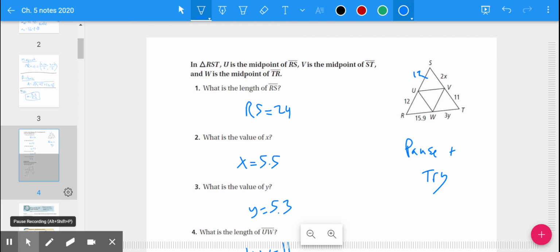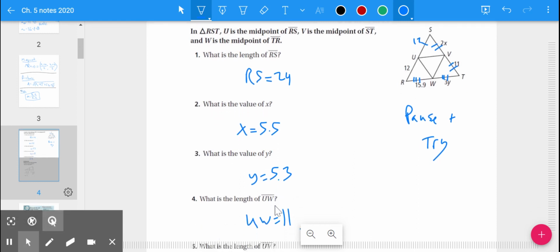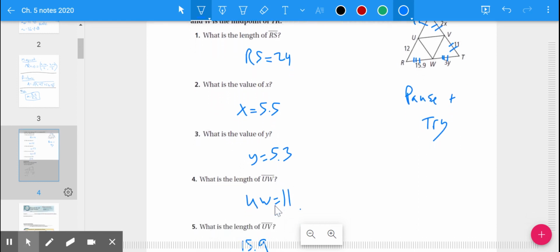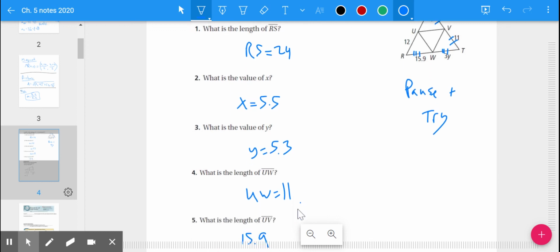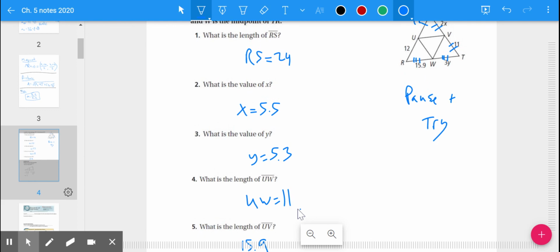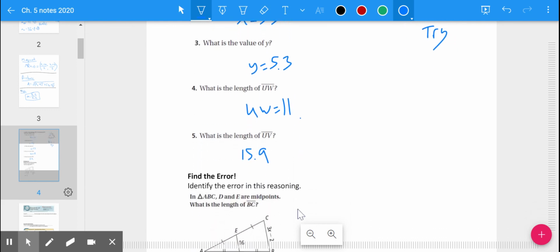Number 2, what is the value of x? We know that 2x and 11 need to be equal to each other, so you set them equal to each other and divide by 2 to solve it, and you get 5.5. Similar for number 3, to find the value of y, we know that 15.9 is equal to 3y, so you divide both sides by 3 and you get 5.3. Number 4, what is the length of UW? That would be the midsegment here, so it's got to be half of ST. Half of ST is 11. And similar thing for UV, it's half of RT, which is 15.9.